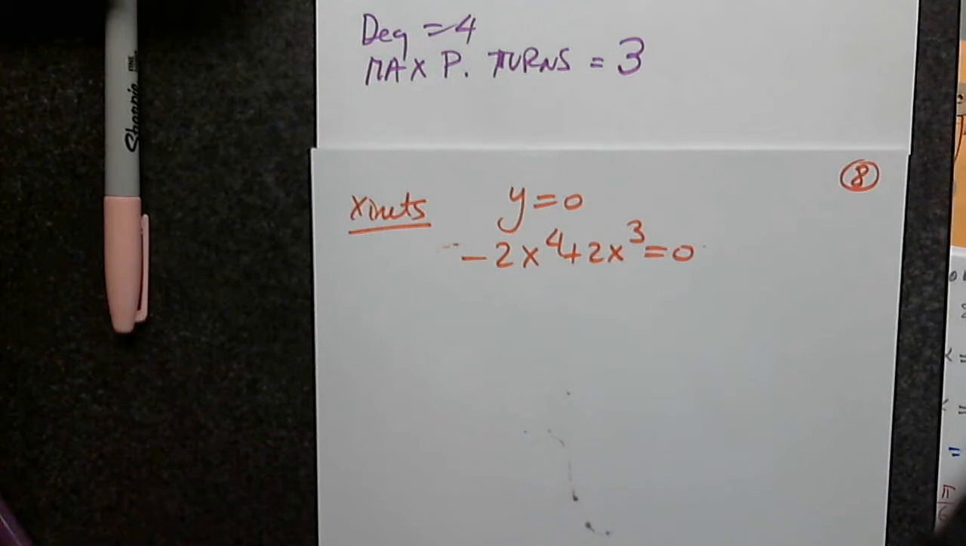Number of turns: degree minus 1. Always think in terms of a linear function: degree minus 1, no turns. Quadratic function: degree minus 1, 1 turn, possible.